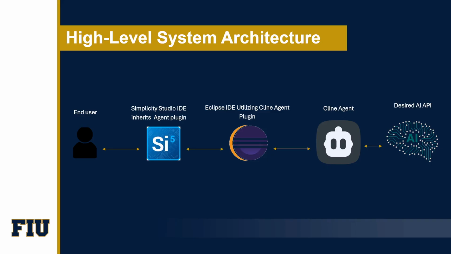Moving on to some high-level architecture, it goes as follows. The end user, with the plugin installed, prompts the Simplicity Studio IDE agent, which itself is built upon the Eclipse IDE's plugin, which then sends the prompt to the Cline agent to process the given information. After Cline processes the given user prompt, it is given to the AI API of your choice, like Claude or GPT, for the API to then send the information back up the chain for the user to use and for the agent to modify files with.